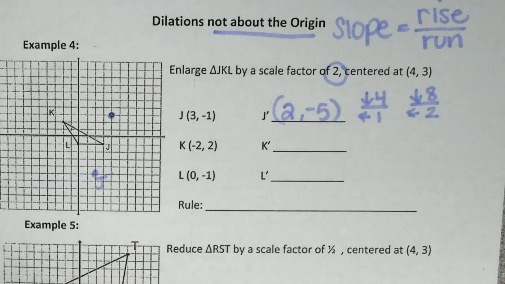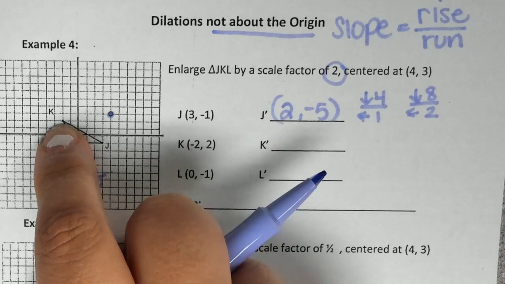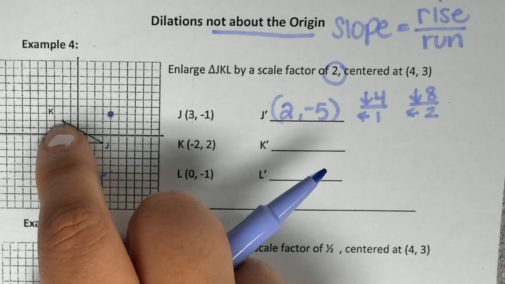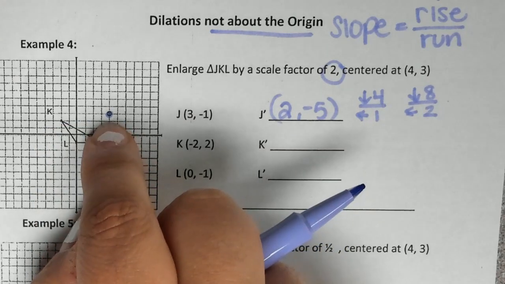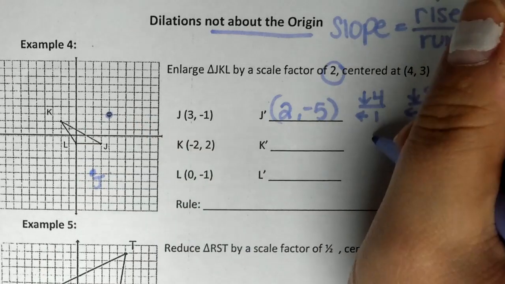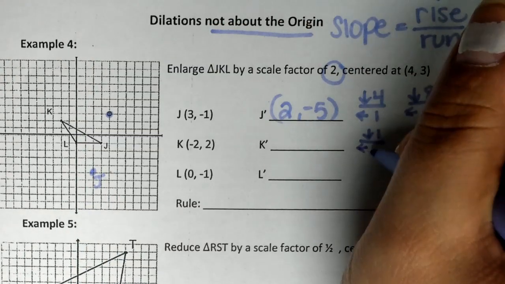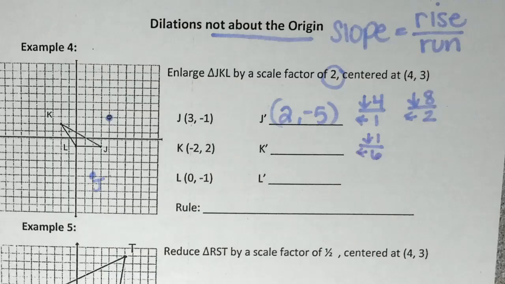Can we now do that with K? What is the slope from this point to K? Remember to always go rise over run. Down how many? Down 1, left 6. Down 1, left 6.